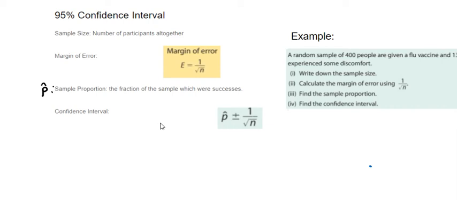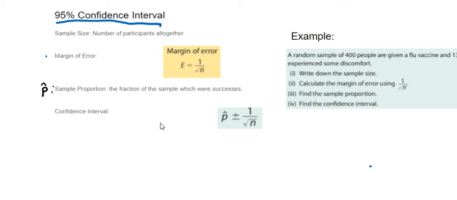Hi guys, so this is a 95% confidence interval. A few things you need to know first. Sample size is just the number of participants in a given survey, so it's how many people are interviewed or asked a question.